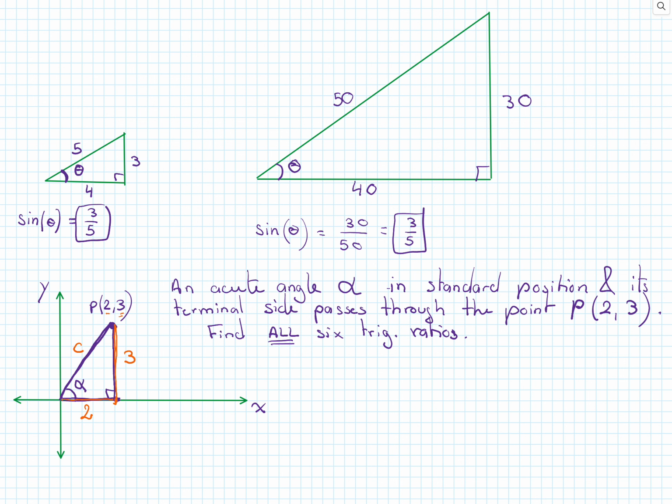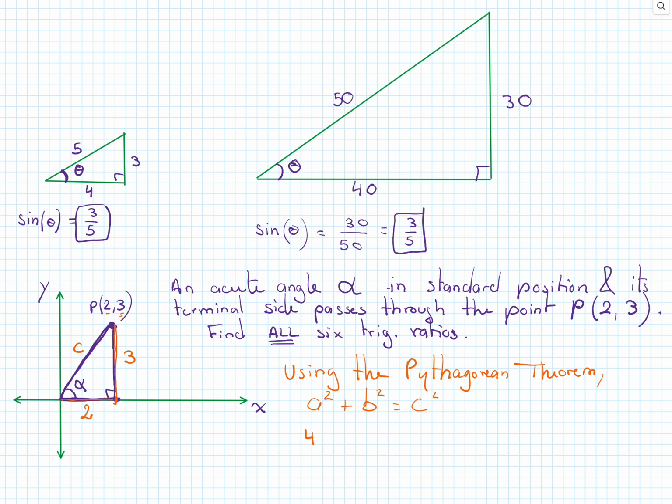Okay, how am I going to find c? Well, we talked about the Pythagorean theorem earlier. This is a right triangle. You have 2 sides, you're missing one, so you're going to use the Pythagorean theorem: a squared plus b squared equals c squared. We're going to solve for c.